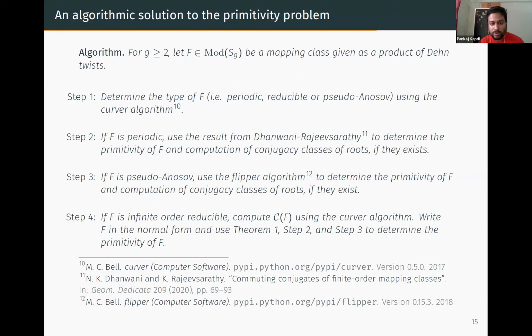You write f in the normal form, and you use all these results, like Theorem 1 and steps 2 and 3, for finding roots of the individual pieces. They can be periodic as well as pseudo-Anosov. That is basically the idea for determining the primitivity of arbitrary mapping classes.